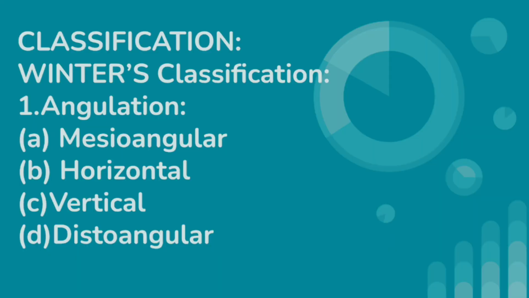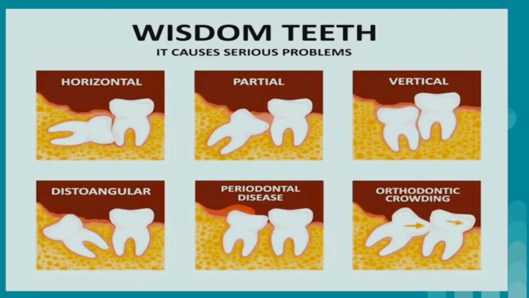Okay, so next, classification. Winter classified third molar impaction. First is angulation: mesioangular, horizontal, vertical, and distoangular. Horizontal, you can see how the tooth has been placed horizontally and is partially erupted, meaning a little bit of the crown portion will be seen. Vertical, it will be positioned properly, but it is not able to erupt due to the other tooth. Distoangular, the tooth will be tilted to the distal side.